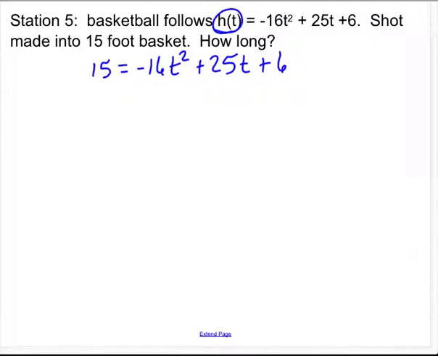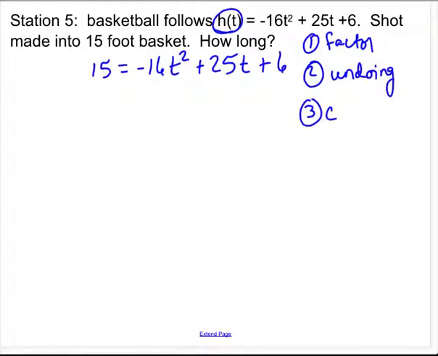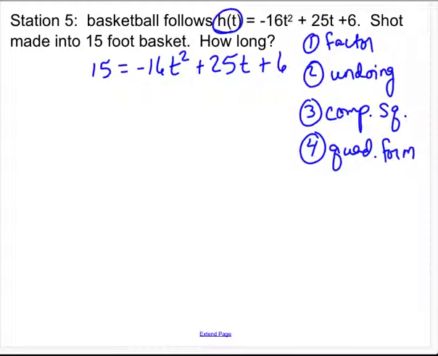What I notice is when I'm solving a quadratic equation, I look at the coefficient of t squared to determine which method I want to use. There are 4 ways to solve a quadratic equation. The first one I usually look for is factoring. Then I would look for solve by undoing. There's also completing the square. And finally, quadratic formula. So noticing that my t squared has a coefficient of -16, I automatically rule out the first three, and I jump to the quadratic formula.